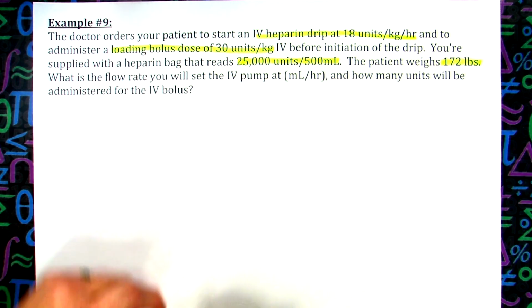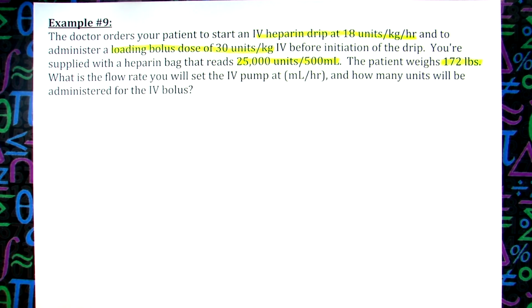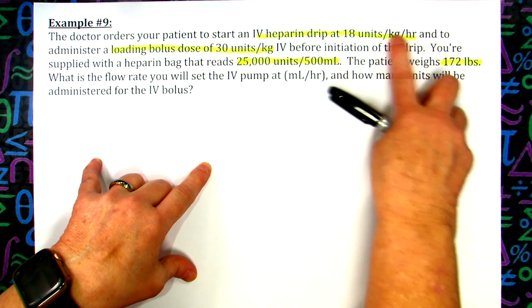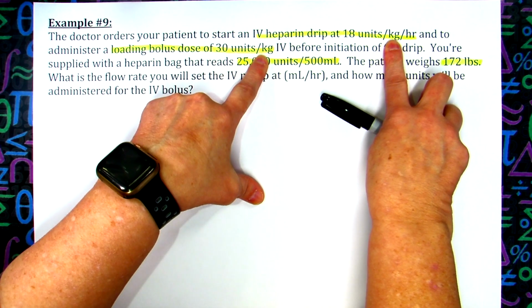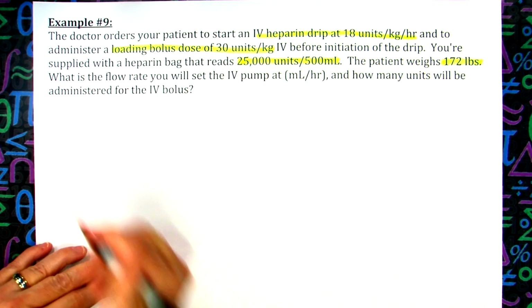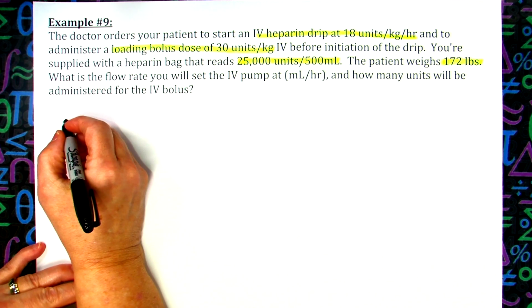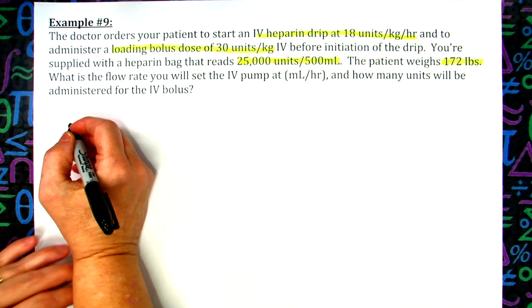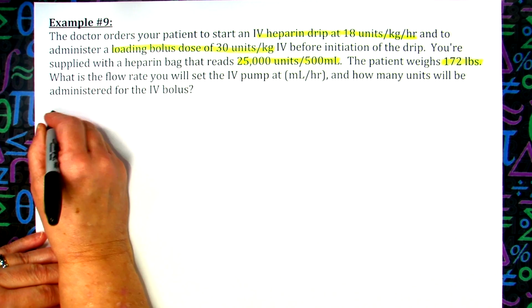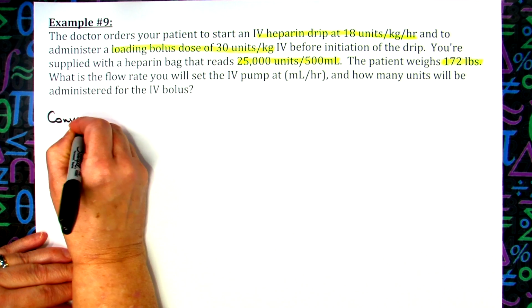And your patient weighs 172 pounds. Now, just like in example number 8, we've got pounds here, but yet everywhere in our problem we've got kilograms. So that should be your first clue. You need to convert those pounds to kilograms. We know that you're just going to divide by 2.2, but just for the consistency of the unit analysis, we'll go ahead and show it done in that manner.